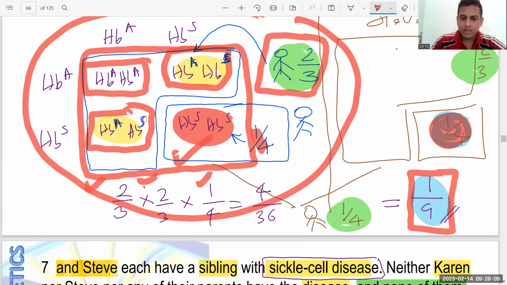The probability is 4 out of 9. And separately we consider the probability that if they have a child, this happens. Then we also multiply that one to get the final number. Okay, sir, got it.